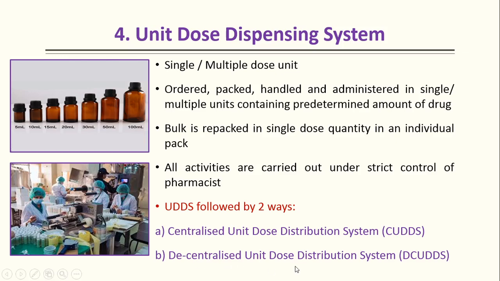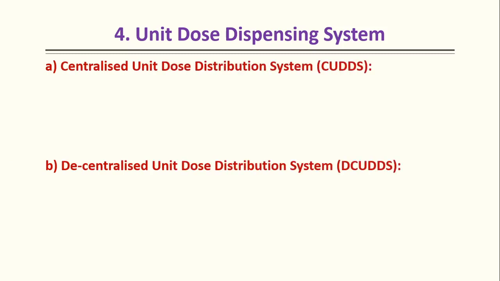And decentralized unit dose distribution system means here the distribution takes place by the branch of the central pharmacy, that is called a satellite pharmacy. So here, in this decentralized unit dose dispensing system, the branches of the central pharmacy dispense the medicines to the patient. So let's see the centralized unit dose dispensing system and the decentralized unit dose dispensing system.